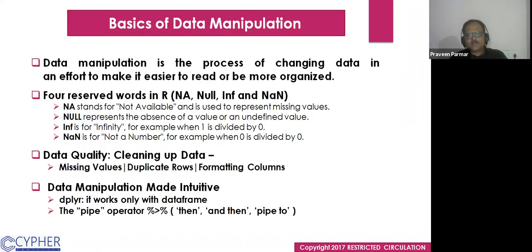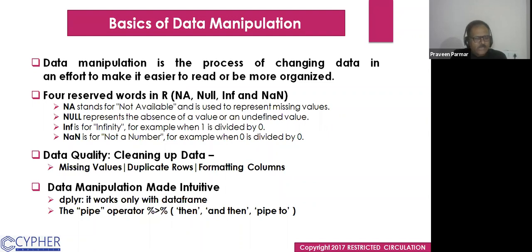Data preparation with R. Basics of data manipulation. It is not basically a data manipulation; we could say that it is a scientific way to manipulate the data. Data manipulation is the process of changing data in an effort to make it easier to read or more organized. That is what is meant by data manipulation.